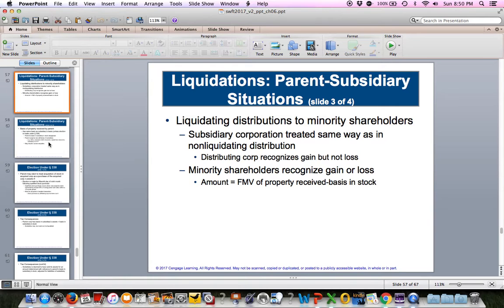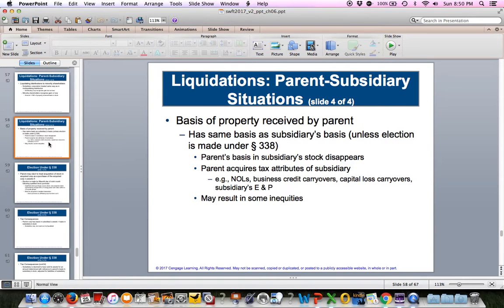Liquidating distributions to minority shareholders. The sub corp is treated the same way as a non-liquidating corporation. The distributing corp recognizes gain but not loss, and minority shareholders recognize gain or loss. The amount is the fair market value of property received minus the basis in the stock. The parent has the same basis in property received as the sub's basis, unless an election is made under Section 338. The parent's basis in sub stock disappears. The parent acquires the tax attributes of the sub, for example net operating losses, business credit carryovers, and capital loss carryovers, and the sub's E&P may result in some inequities.